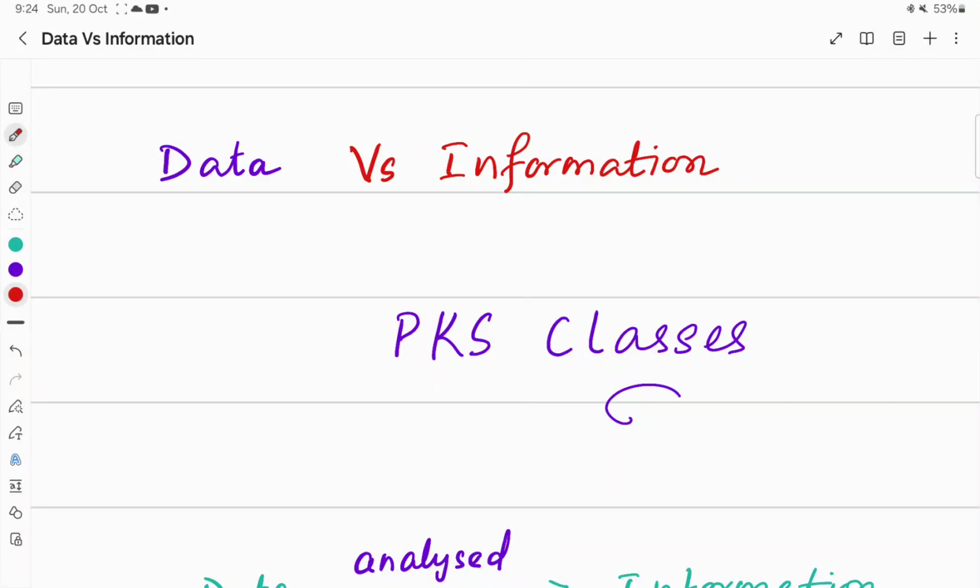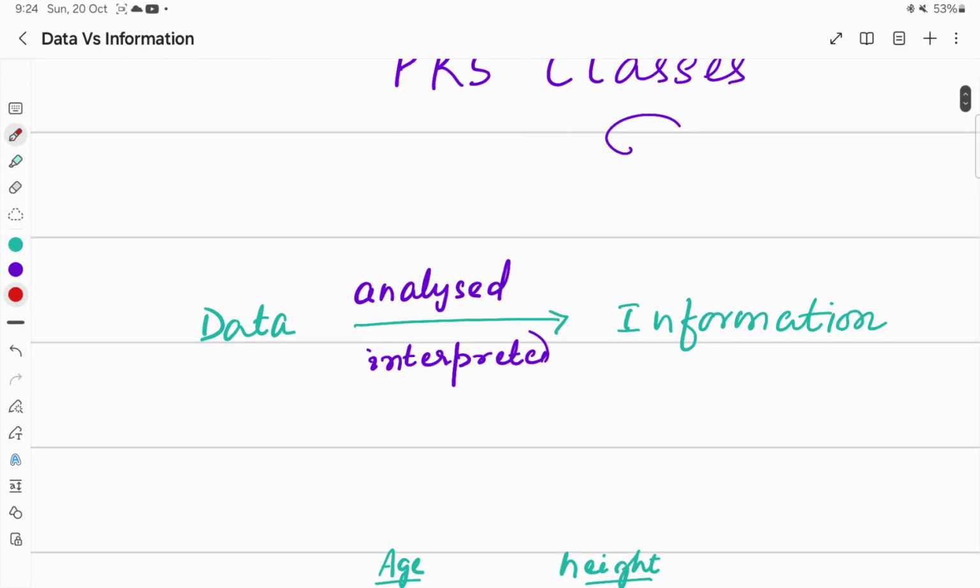Today we'll discuss the difference between data and information. We come across data a number of times, this data, that data. During an experiment, we collect some data. The data after collection is analyzed, then interpreted, and then that data becomes information.